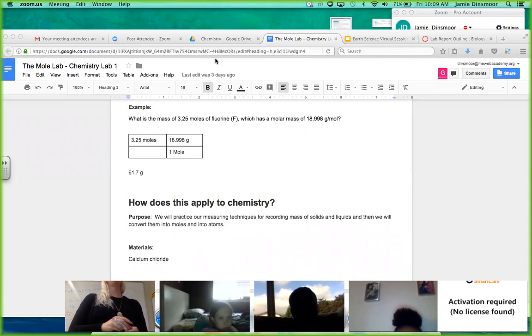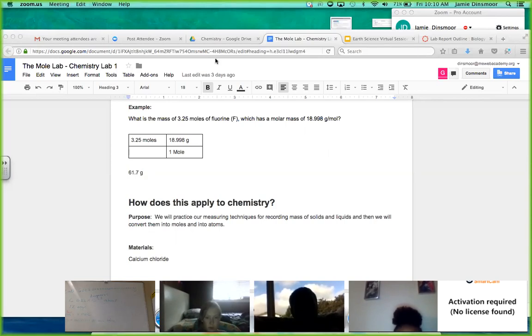That's going to be useful because you guys probably remember from that unit conversion quiz, units are very important, right? Especially when we're doing conversions. If you don't write the units, you're not going to end up converting correctly. So we have some important information. We know that we have 3.25 moles of fluorine, and we know that our molar mass is 18.998 grams per mole.